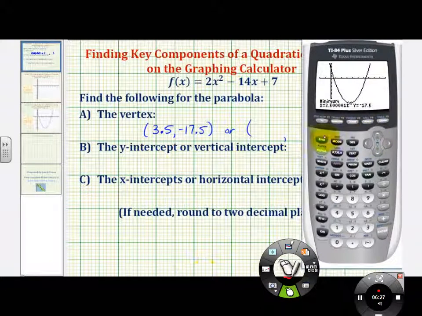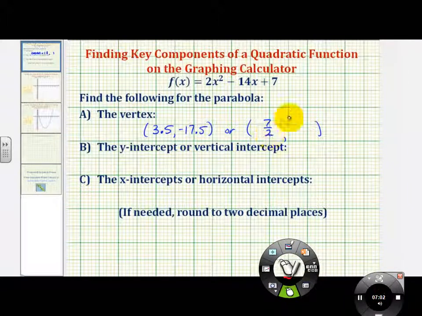So if we go to the home screen by pressing second mode, we can type in 3.5, press math. Notice how the fraction option is already selected, so we'll press enter twice. Enter, enter. It converts 3.5 to the improper fraction of 7 halves. And then for negative 17.5, we can do the same. Negative 17.5, math, enter, enter, and it gives us the improper fraction. So these coordinates are equivalent to 7 halves, comma, negative 35 halves. Either of these two forms are acceptable.